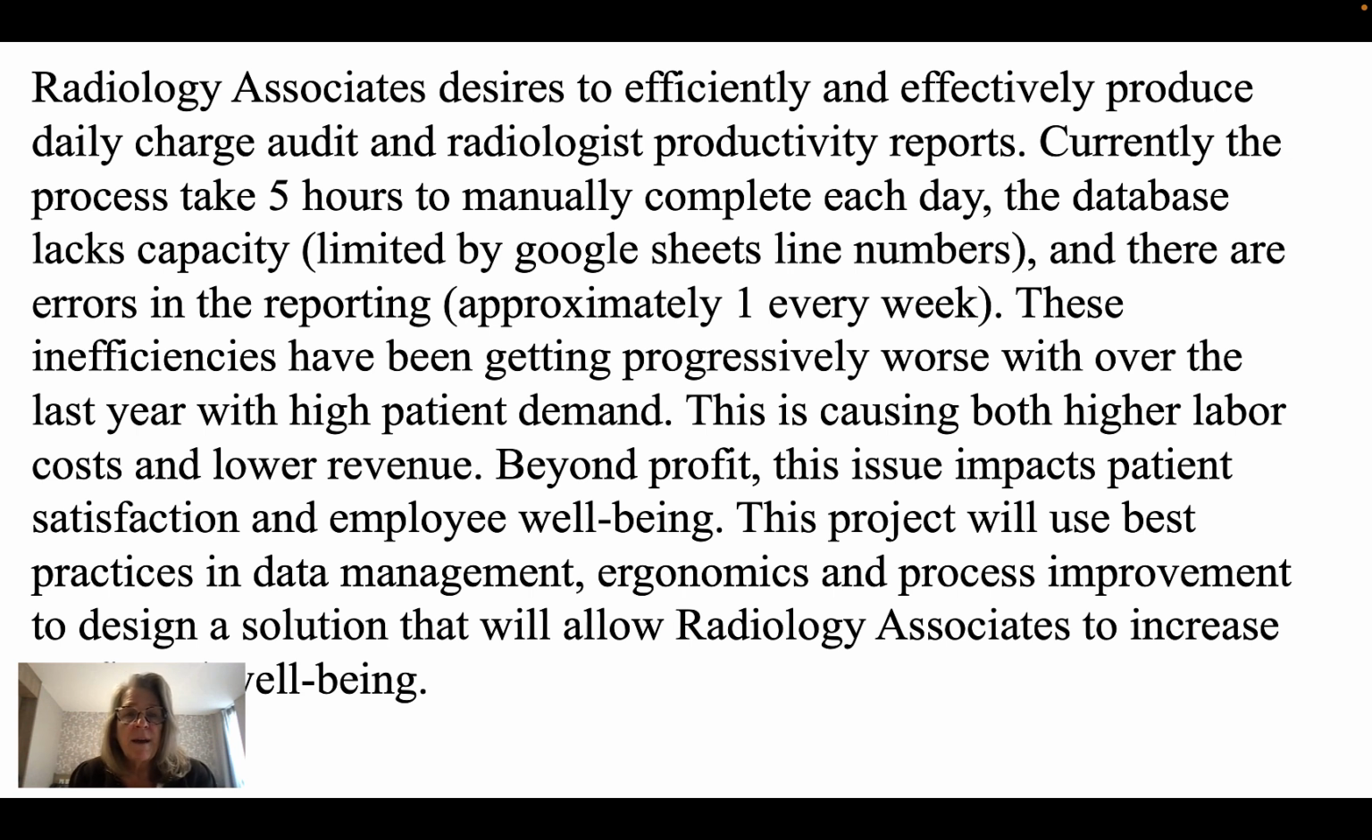These inefficiencies have been getting progressively worse over the last year with a high patient demand. This is causing both higher labor costs and lower revenue. Beyond profit, this issue impacts patient satisfaction and employee well-being. This project will use the best practices in data management, ergonomics, and process improvement to design a solution that will allow Radiology Associates to increase profit and well-being.